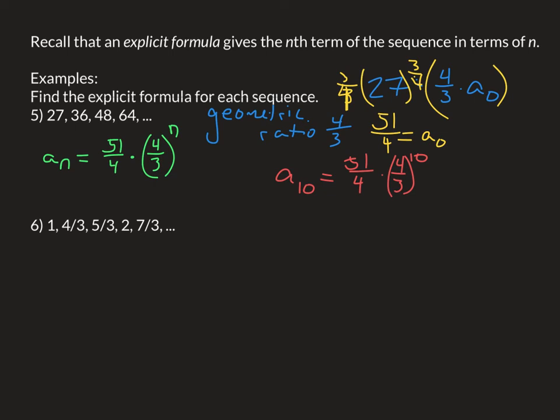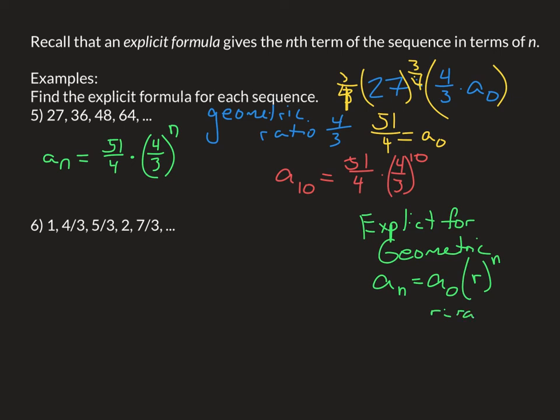Okay, so for a geometric sequence, the explicit formula is going to follow the pattern a sub n is equal to a sub 0 times our ratio to the nth power. So R stands for our ratio on this. We figured out our ratio, we figured out our 0th term, we plug those in, we have our explicit formula.